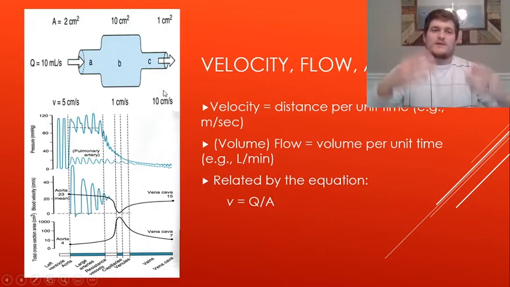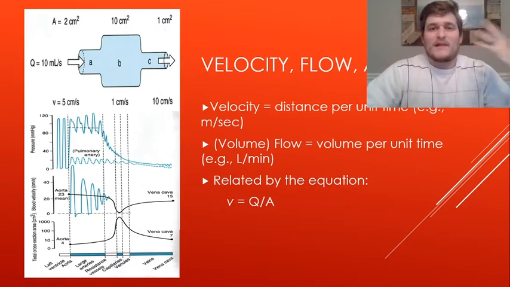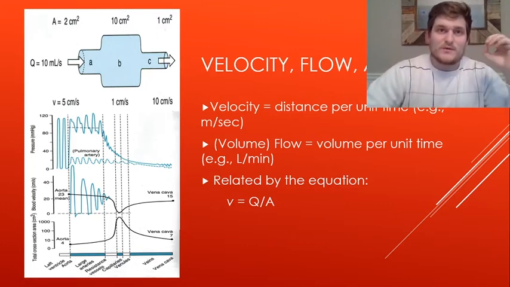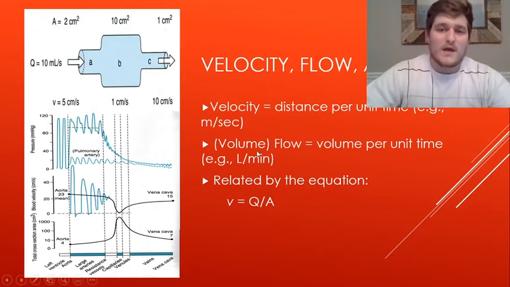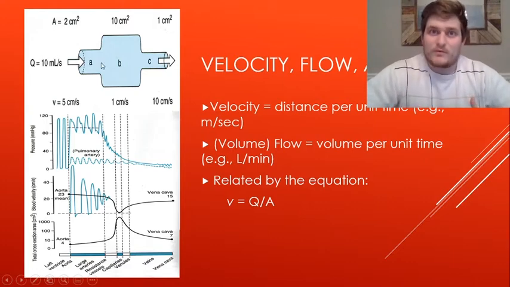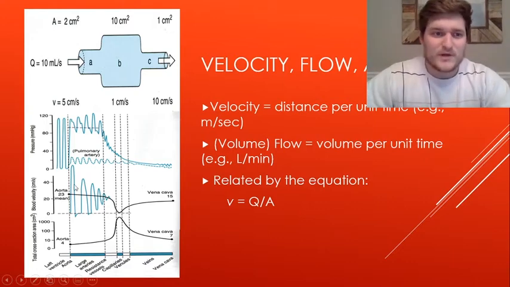So again, just relating these together, velocity is going to be the distance per unit of time, which is dictated by the volume of blood flow moving per unit of time, and also the cross-sectional area of the vessels that it's moving through.